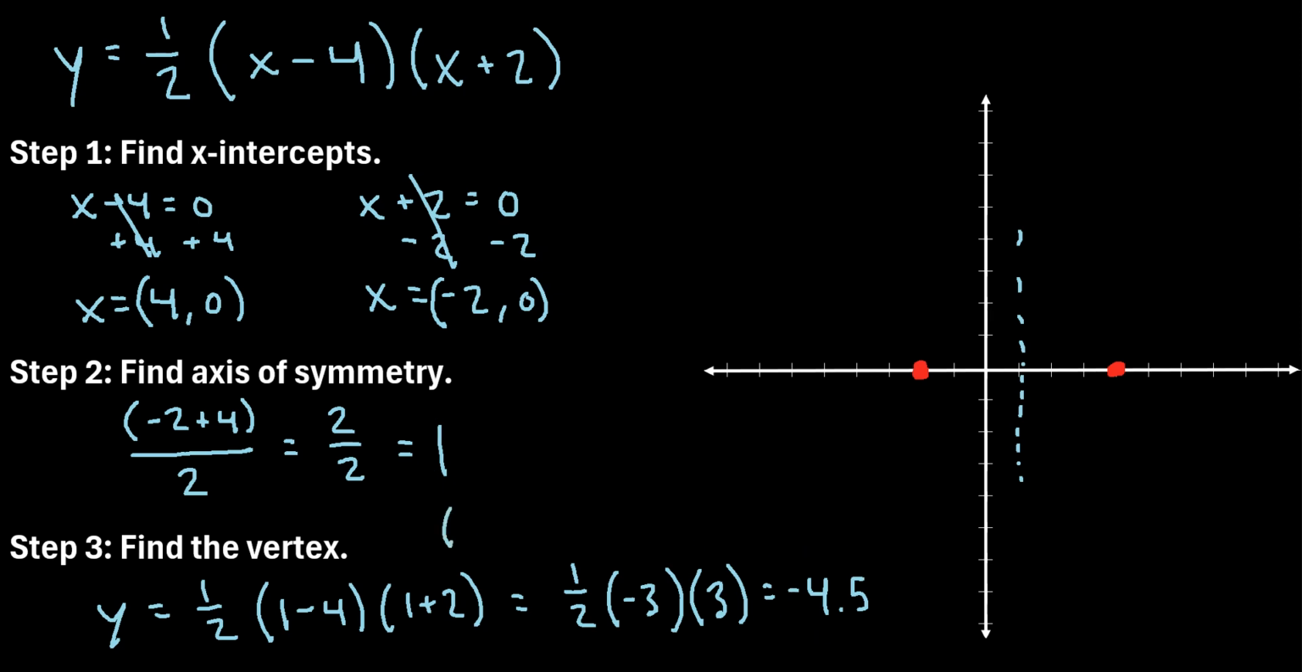So let's write that right here. (1, negative 4.5). So let's go ahead and plot that vertex. So at an x value of 1, we go down 4.5. 1, 2, 3, 4, right about here at 4.5.